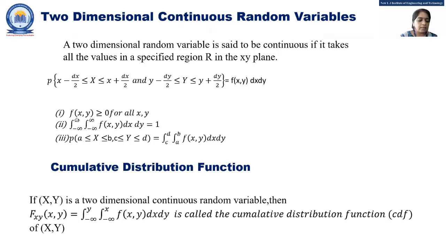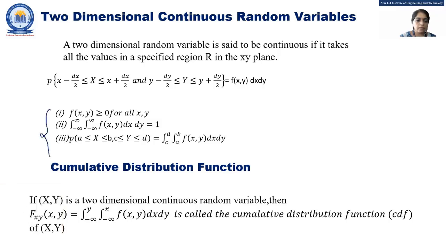Now, the properties of the joint probability density function. First property: f(x,y) is greater than or equal to 0 for all x and y. Number 2: the double integration from minus infinity to infinity of f(x,y) dx dy equals 1. And the third and last: the probability that x lies between a and b and y lies between c and d is equal to the integration from c to d and the integration from a to b of f(x,y) dx dy. These are the properties of the joint probability density function.